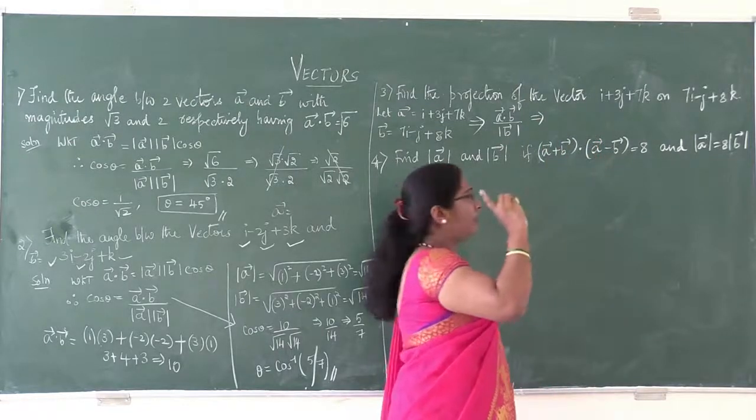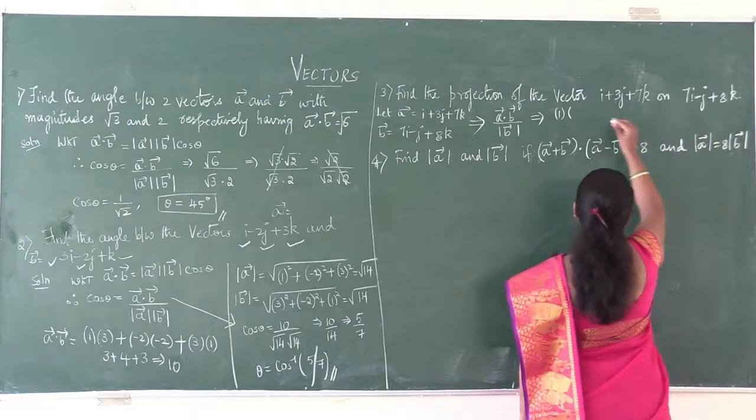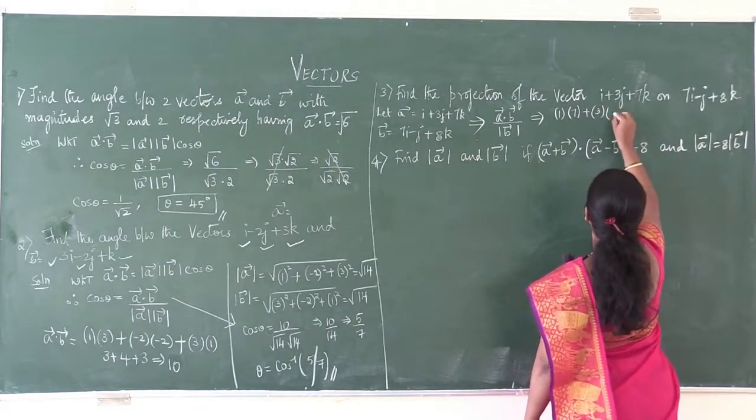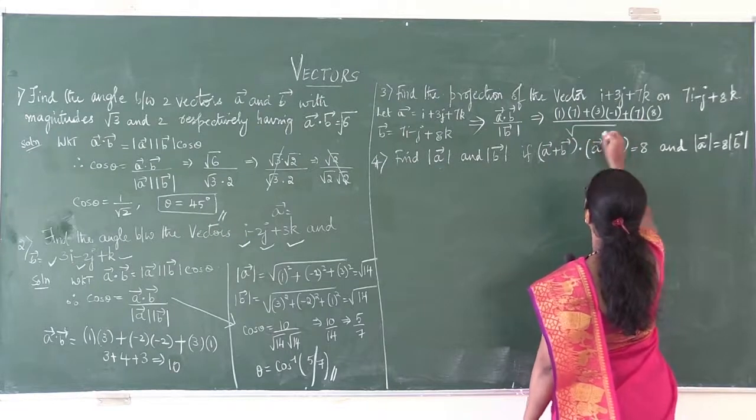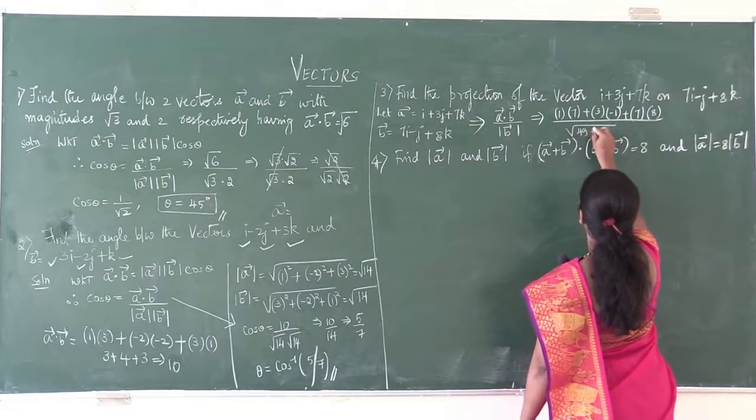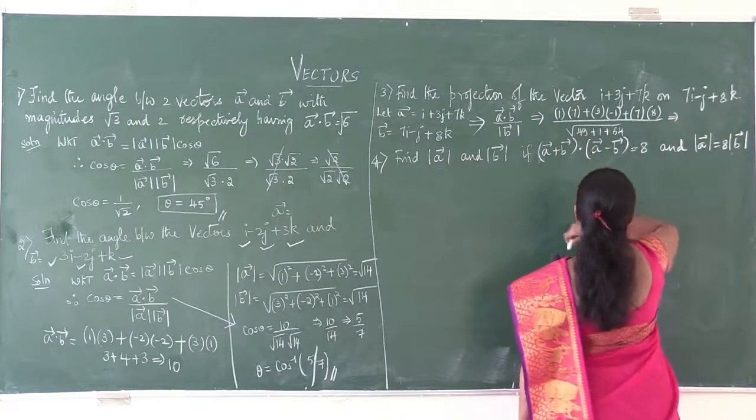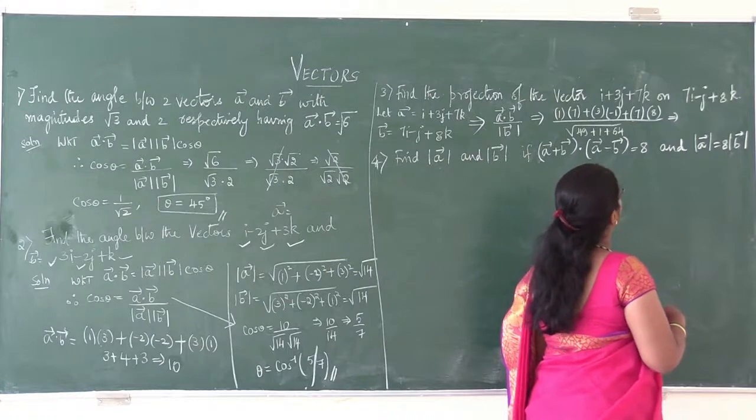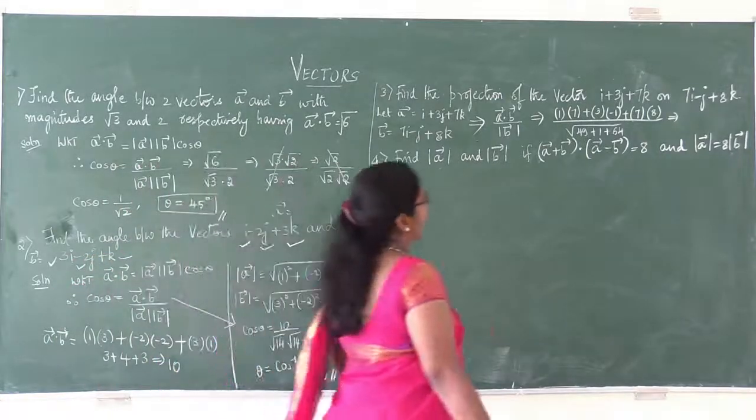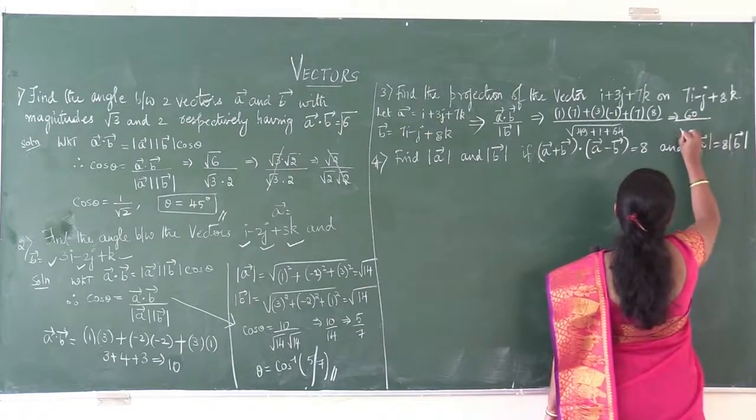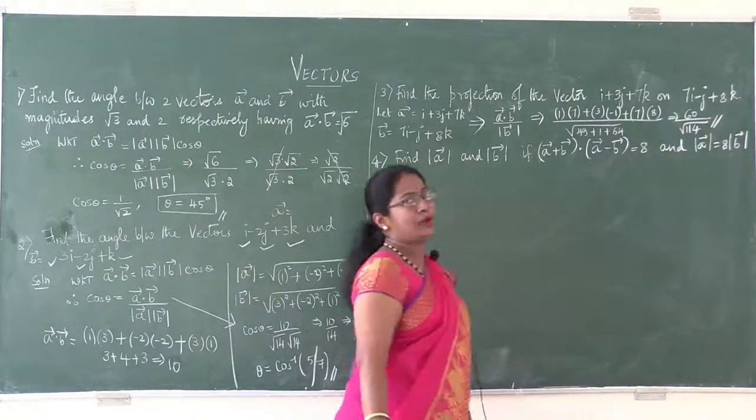Multiply the coefficients of the i, j, k terms. What is the coefficient of i here? 1. 1 into, what is the coefficient of i in the second vector? 7, plus 3 into minus 1, plus 7 into 8, divided by the magnitude of vector B. 7 square is 49, minus 1 square is 1, 8 square is 64. The numerator is 7 minus 3, which is 4, and 4 plus 8 sevens are 56, so 4 plus 56 is 60. 60 divided by, when you add all this, square root of 114. This is the projection of vector A on vector B.